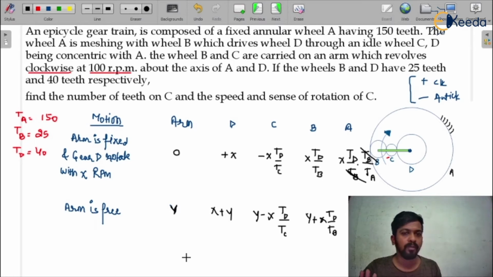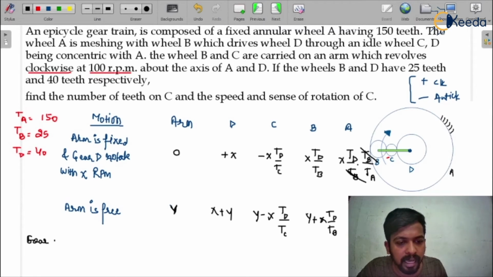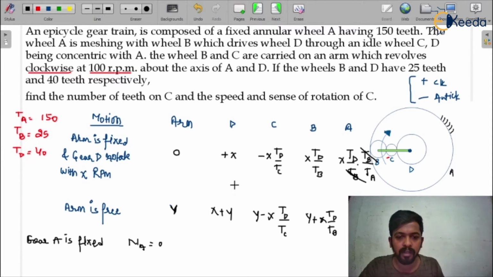Okay, now what is given in the question, we will see here. In the question, gear A is fixed is given. If gear A is fixed, that means the speed of the gear A would be 0. So NA would be equal to 0. What is NA? That means y plus x TD upon TA, that is equal to 0.